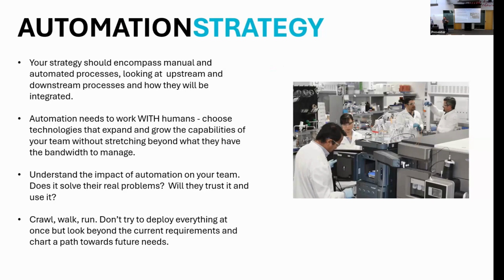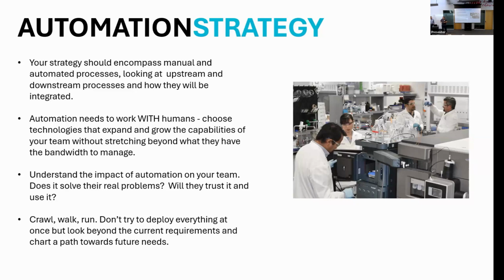Also, you need to have automation that works with humans. And I talked about this a little earlier, but really you want to choose technologies that will expand and grow the capabilities of your team. And do that without stretching them beyond what they're really able to take in, what they have the time to learn. Sometimes you're better off choosing a less fully automated system if it's more approachable and easier to use, right? And you think of this as an evolutionary approach to automation rather than I'm just gonna buy the fastest, greatest, best solution right now.